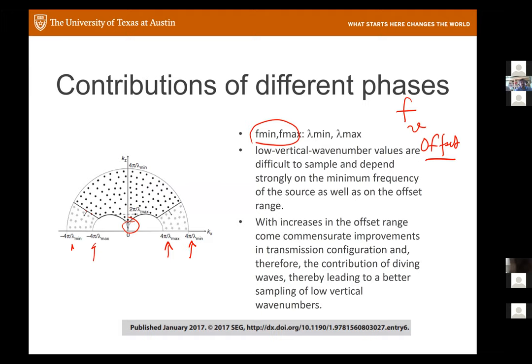Another important thing is that the diving waves now come in very nicely, contributing to filling in that gap, but they may still not be sufficient unless we have very, very low frequency components. Now this kind of diagram is a very simple 1D scattering approximation, but it gives you a fairly good idea as to what to expect when you have some data set and which part of the model is contributing to what. That part I've kind of skipped.